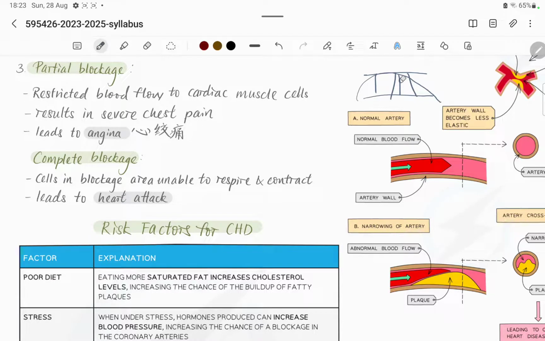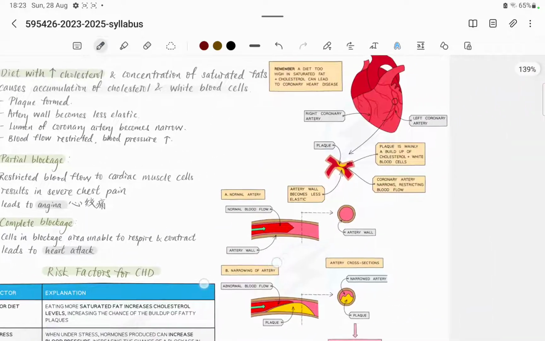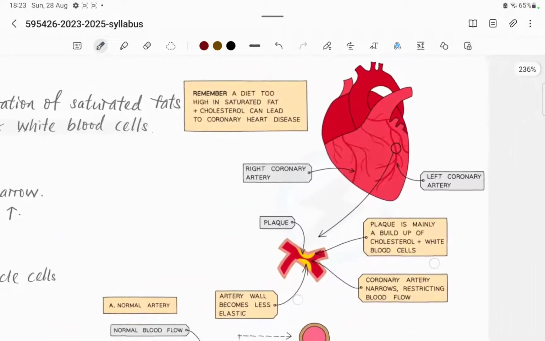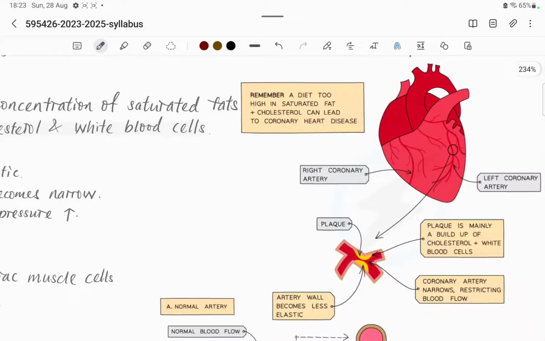Okay, complete blockage is when the whole vessel is blocked, not like that but like that, completely blocked at this area, so the blood cannot pass through. So the cells in that area will be unable to respire and then to contract. This will lead to heart attack. Okay, and this one is the diagram. You can refer back to your notes.